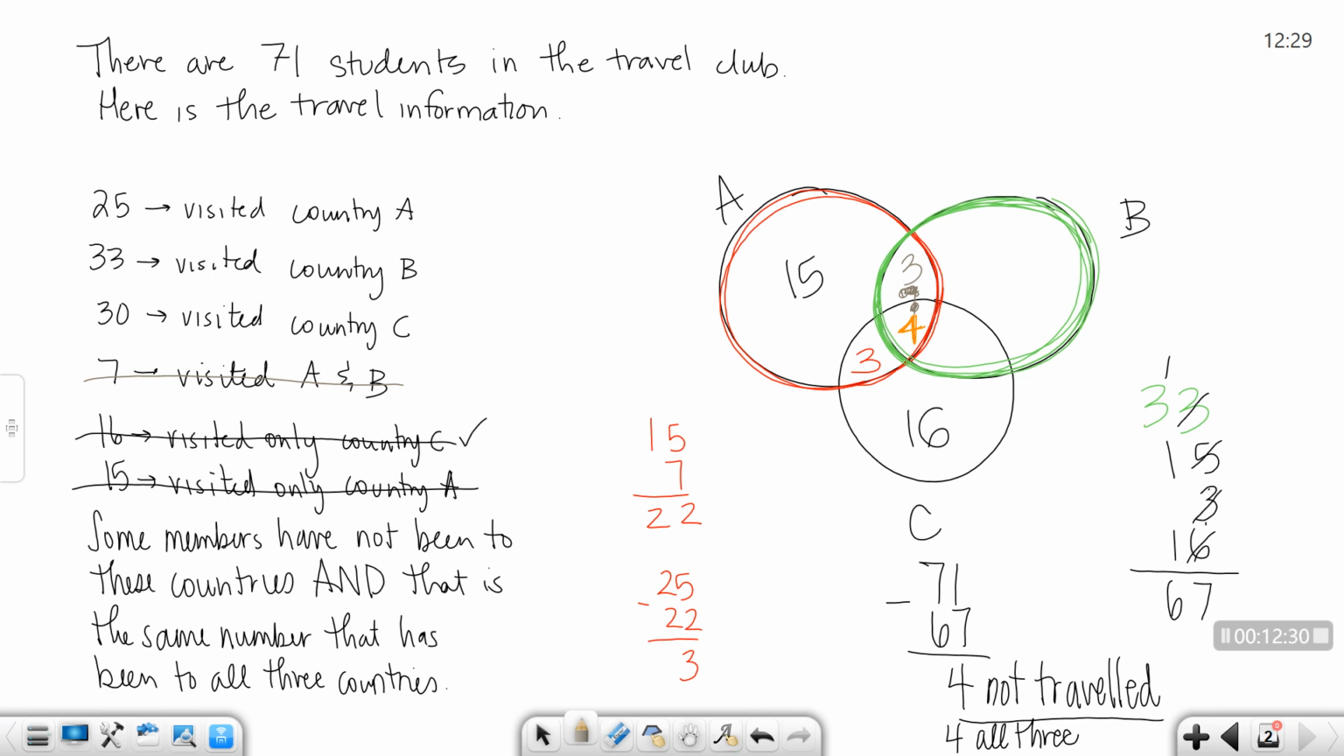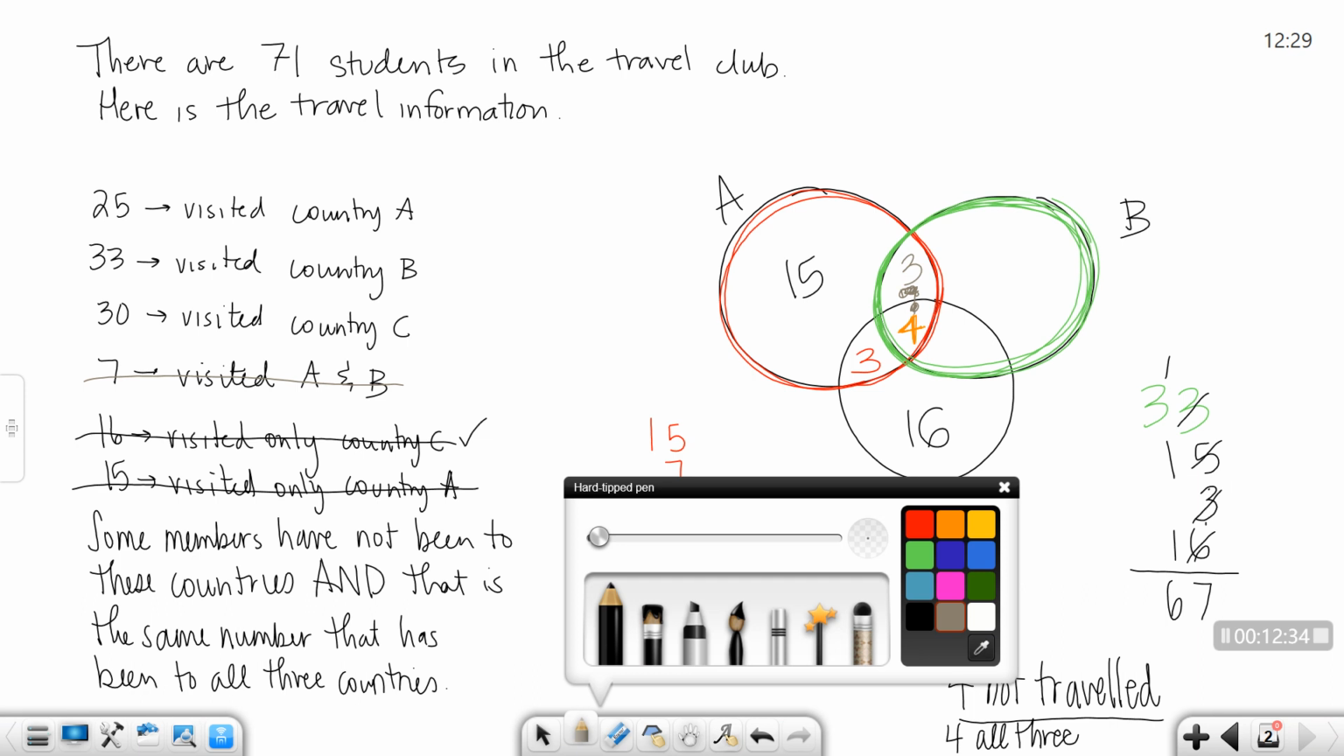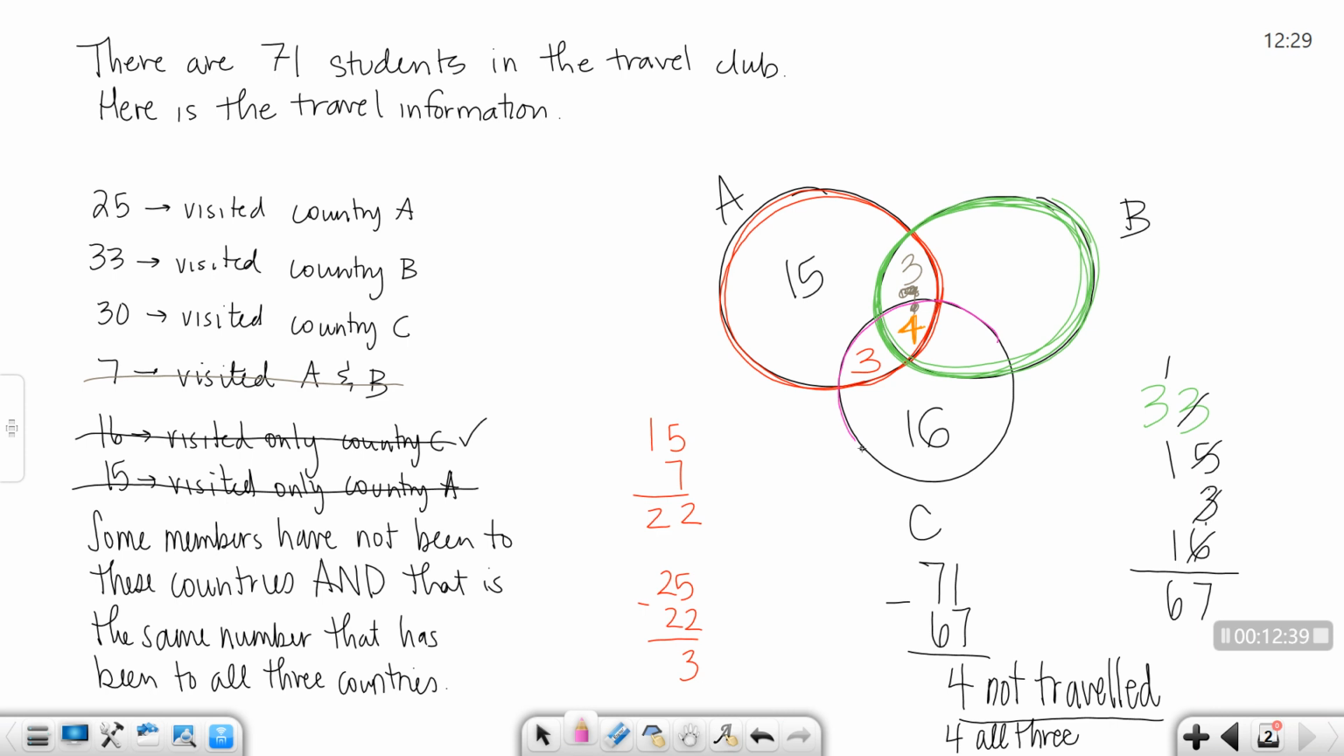Now let's backtrack and go to country C. Okay, country C, we'll color pink. Here's country C. In country C, I should have 30 people. But right now, I have 3 plus 4 plus 16. Okay, so that's going to be 23. So that means I'm going to have 7 left. Okay, so there's 7 left.